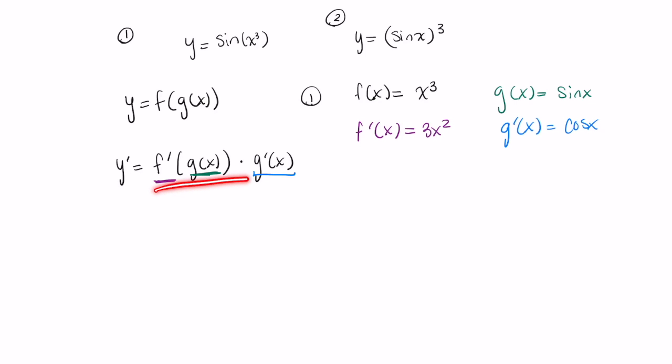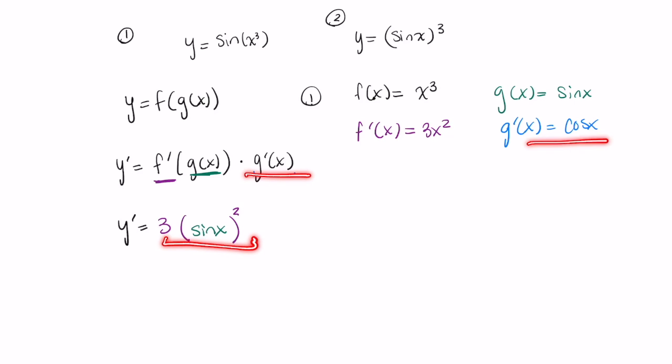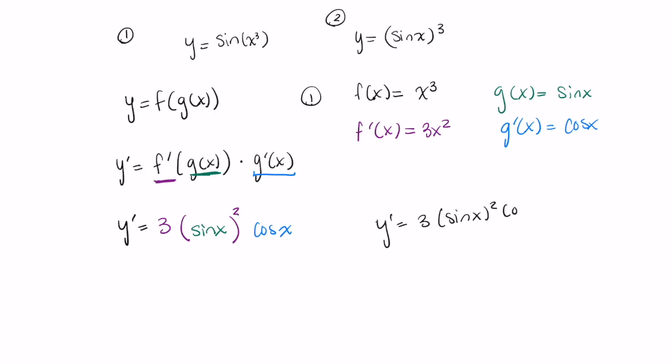So let's again make some replacements here. This is 3 times, and instead of writing an x here, I'm going to put in g of x, and g of x is sine x. And then of course this is squared. Then I'm going to multiply this quantity here by g prime, that is the derivative of the inner function. And then for clarity's sake, I can rewrite this again without using so much color. So y prime is equal to 3 times sine x squared cosine x, which is 3 times sine squared x cosine x.